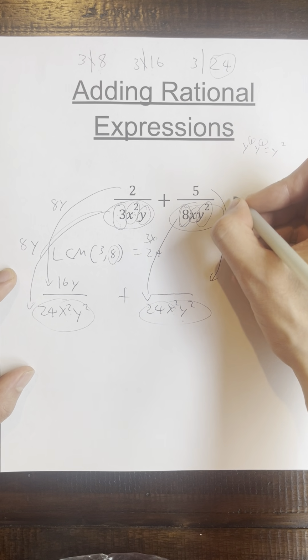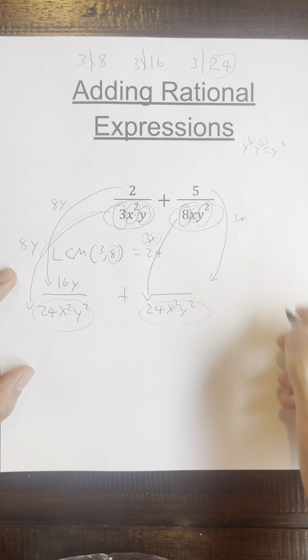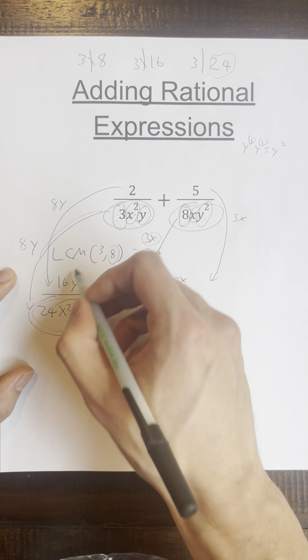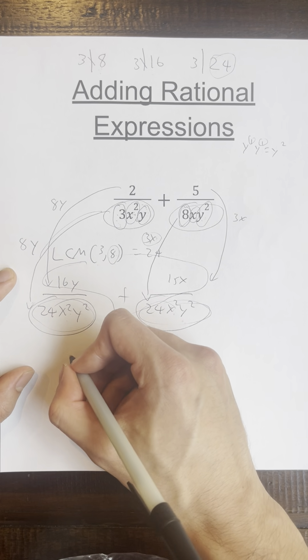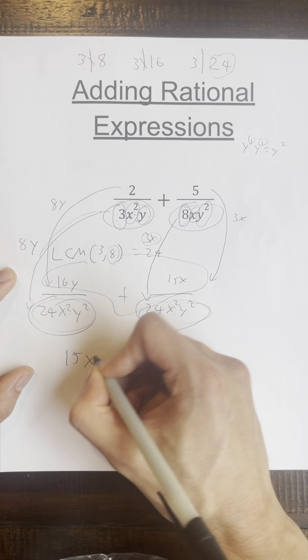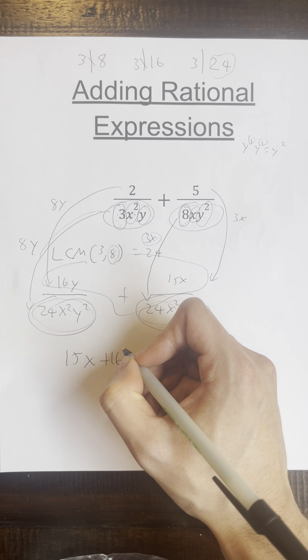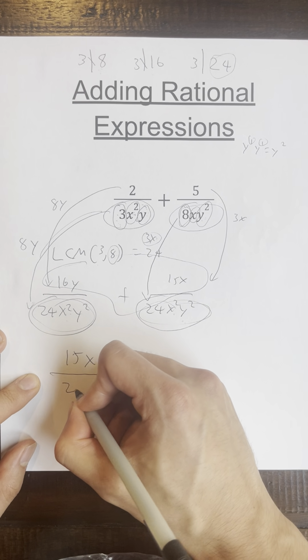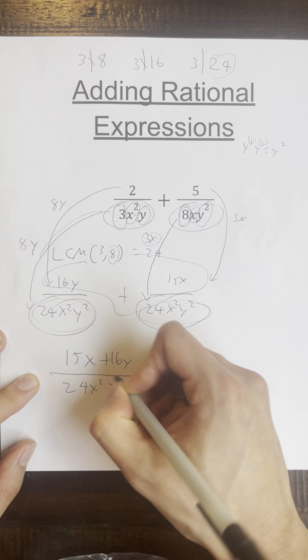So 5 times 3x is how many x? 15x. And since these two are matching, we can just go ahead and add the top. So this becomes, I'll write it like this, 15x plus 16y. You can also say 16y plus 15x, but I want to keep things alphabetical. Okay, this is your answer.